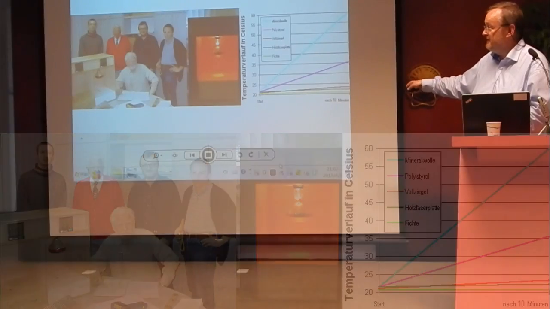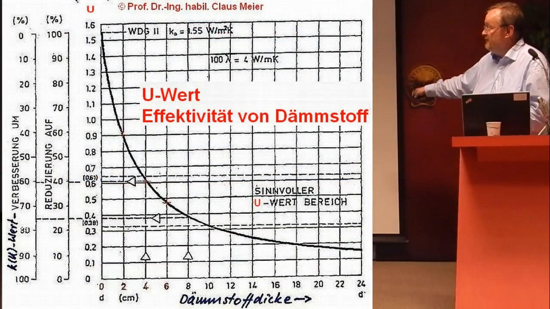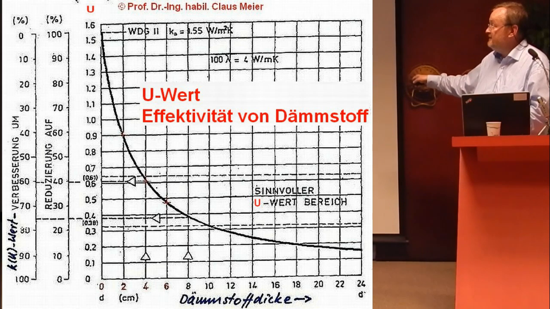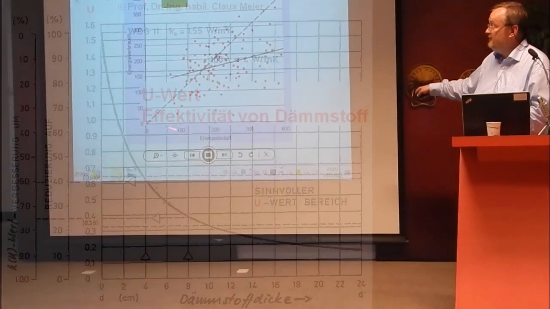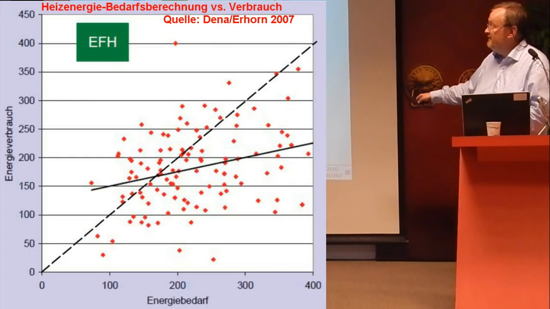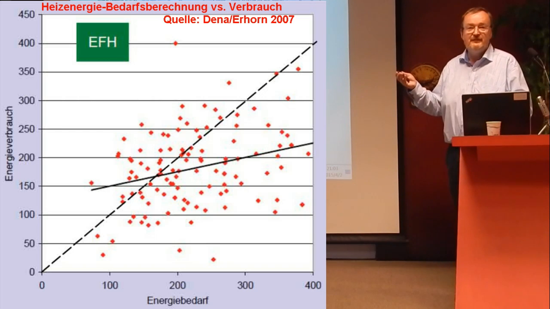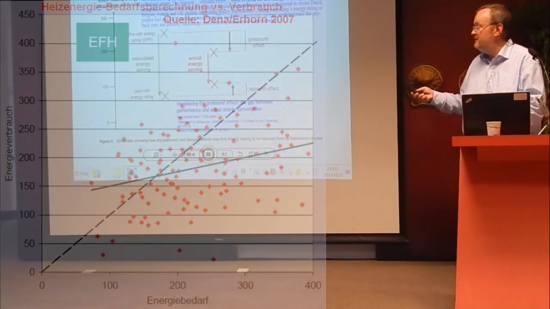That's my research team. This is the R value. You can see no effect after a few centimeters. It's a hyperbola. And that is the reality of heating energy and the calculated heating energy. So it is worth nothing. All the building physics is worth nothing. It will not meet the reality. I say the building physics you must not need, because in building construction it will make everything worse.